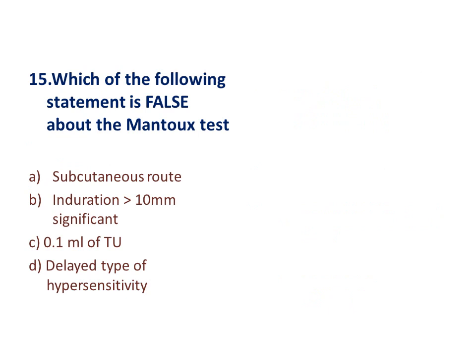The 15th one, which of the following statements is false about Mantoux test? A, subcutaneous route, that means the antigen has to be given by subcutaneous route. And induration: after 48 to 72 hours of inoculation, you have to look for the erythema and induration at the site of injection of tuberculin unit. Induration more than 10 millimeters is always significant. And the dose to be given, that is option C, is 0.1 ml of tuberculin unit, and it is always indicative of delayed type of hypersensitivity in the individual.